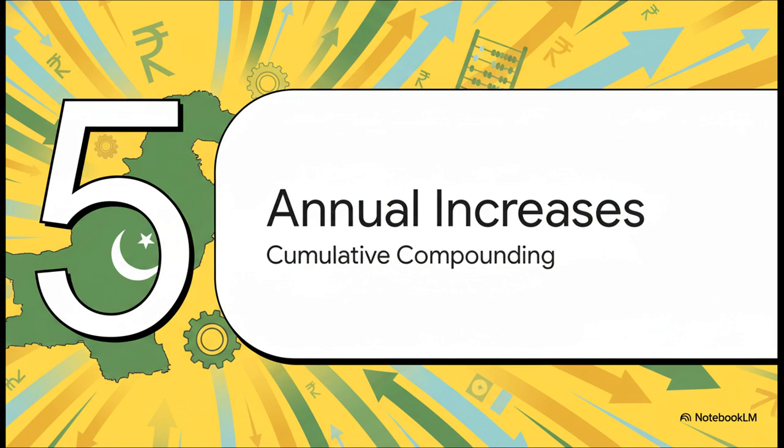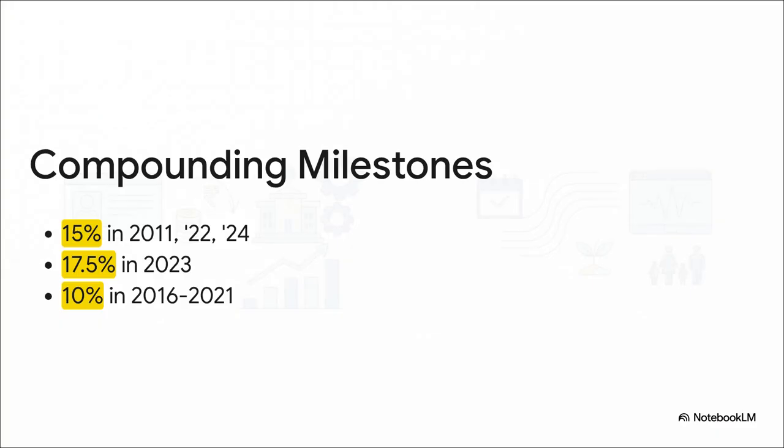We've arrived at the final and undoubtedly the most satisfying phase of this explainer, transforming that base net pension into your real-world 2025 payout. Over the years, the government has passed various budget increases to combat inflation, and these actually stack cumulatively. Just look at these compounding milestones. We saw 15% bumps back in 2011, 2022, and 2024. There was a massive 17.5% jump in 2023, and most recently a 7% increase for 2025.